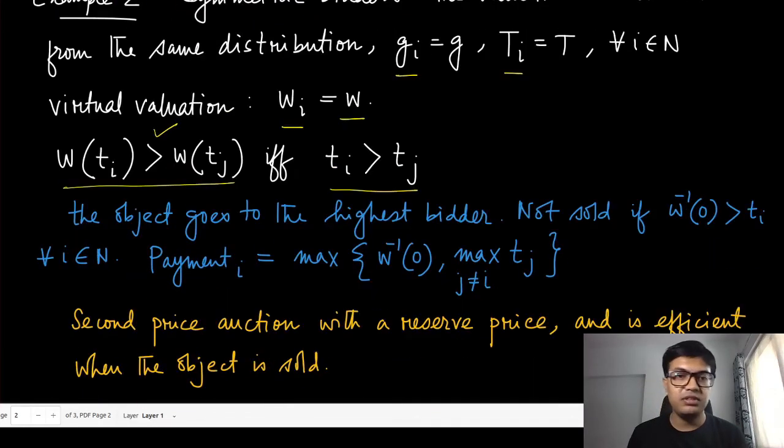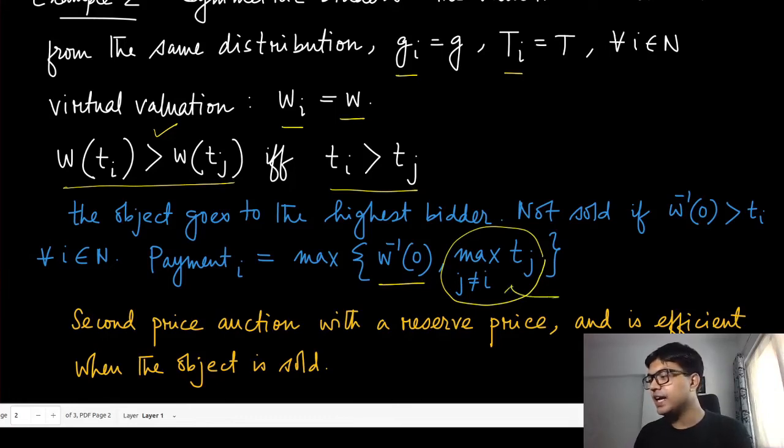So then this optimal mechanism becomes a little simpler. The object actually goes to the highest bidder, and it is not sold if the virtual valuation of all the agents becomes less than 0. Then the payment will just be W inverse of 0 and the max over the rest of the agents. So this means that you are giving it to the highest bidder, you are charging the second highest bid or the reserve price. So this is exactly equal to the second price auction with a reserve price in the case of symmetric bidders.